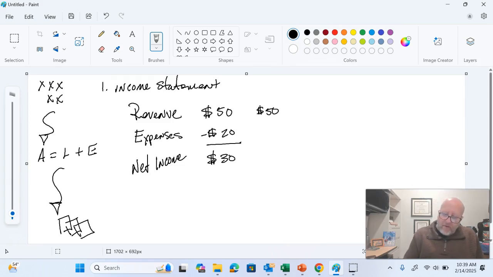We want to avoid an instance where we're selling hoodies for 50 and it costs us $55 to make, and therefore we have a loss of $5. We want to avoid that as much as possible. Some companies purposely do that. We'll get into that later, but that is the income statement. The second financial statement that we want to understand is what we call the statement of retained earnings.